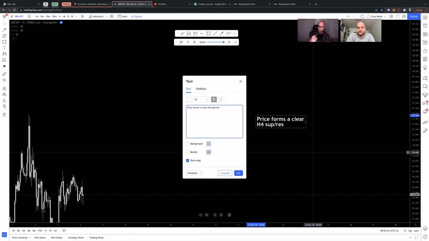So that means this first rule, you will look at a chart and you'll have to see that there has clearly already been a clear, obvious support or resistance on the 4 hour chart. If you look at the chart and there's no clear support resistance zone on the 4 hour next to where price is at, next pair.